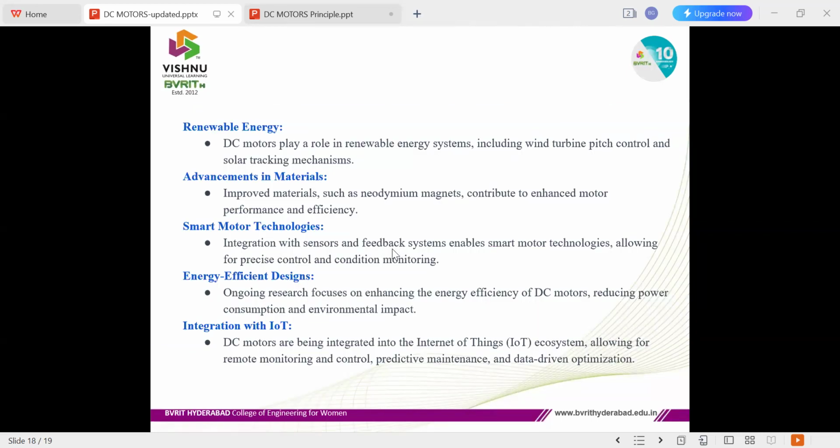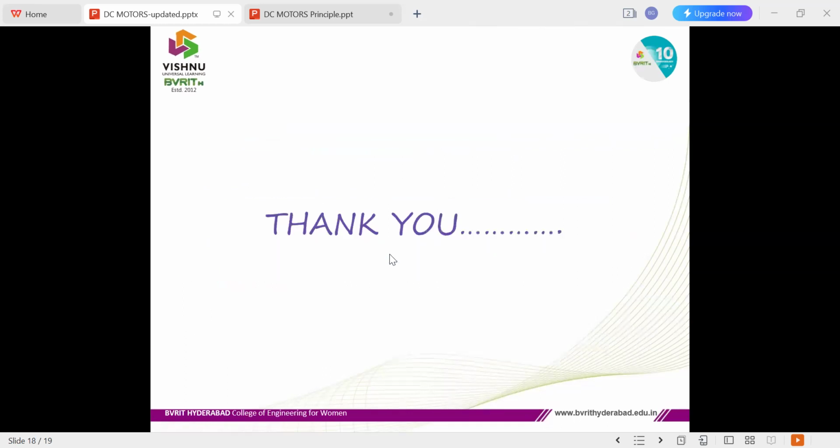DC motors play an important role in renewable energy systems, including wind turbine pitch control and solar tracking mechanisms. Improved materials such as neodymium magnets contribute to enhanced motor performance and efficiency, and are used for smart motor technology and energy efficient design. It is also integrated with IoT.